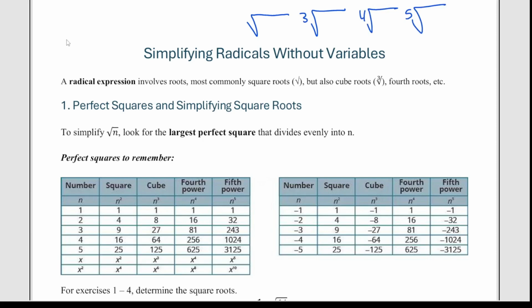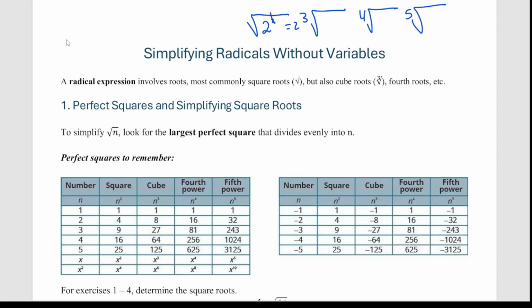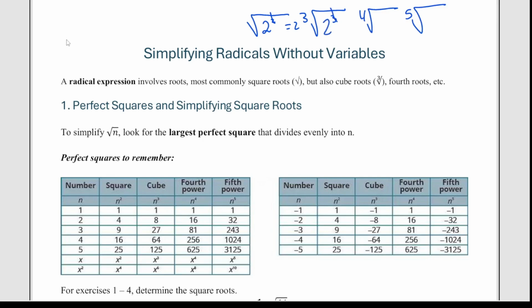And for a root, what you're doing is you're basically undoing a square. So, for example, the square root of 2 squared is just 2. They sort of cancel each other out, if you will. The cube root of 2 cubed is also just 2. The fourth root of 2 to the fourth is 2. The fifth root of 2 to the fifth is also 2.